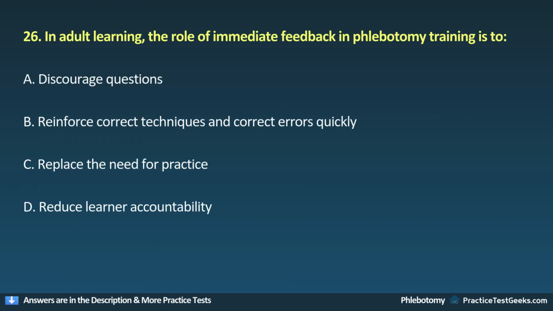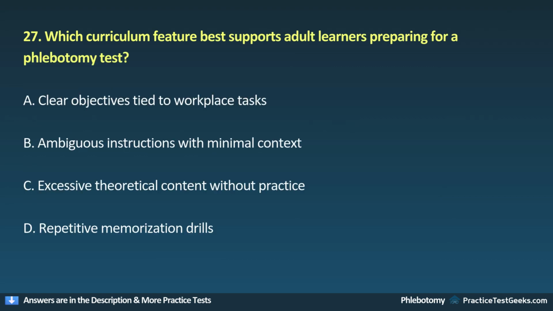26. In adult learning, the role of immediate feedback in phlebotomy training is to A. Discourage questions. B. Reinforce correct techniques and correct errors quickly. C. Replace the need for practice. D. Reduce learner accountability.